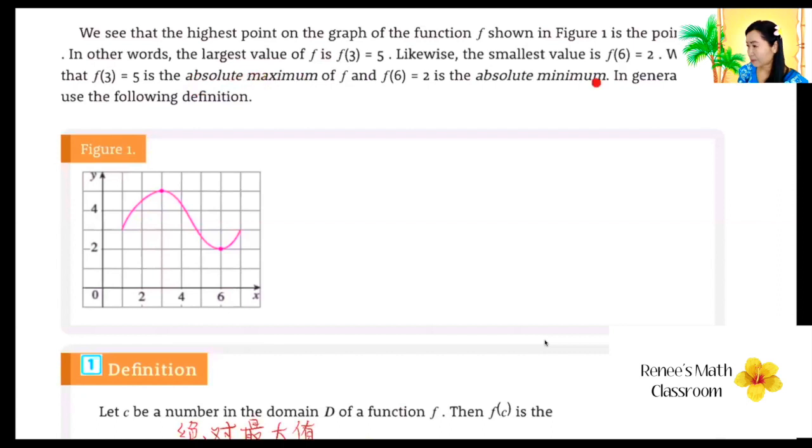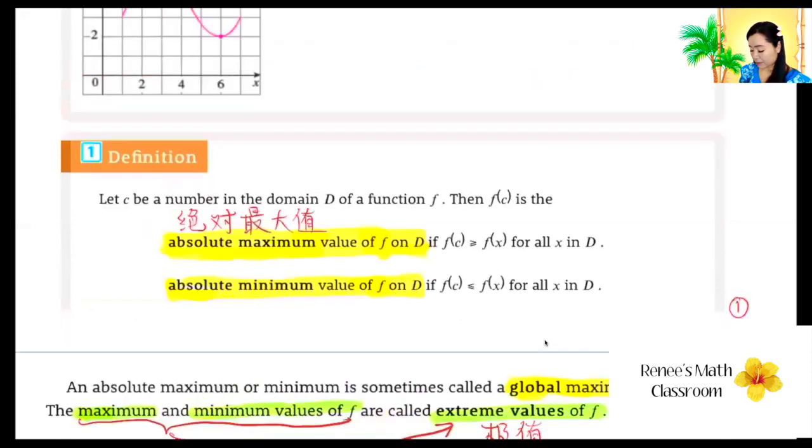Absolute maximum and absolute minimum are function values, the y values. The formal definition for absolute maximum or absolute minimum is stated here. Let c be a number in the domain of a function. Then f of c is the absolute maximum. Notice that that's the function value, okay? If f of c is greater than or equal to f of x for all x in the domain. So if this function value is above or equal to every other function value in the domain, then that is the absolute maximum. Similarly, we define the absolute minimum.